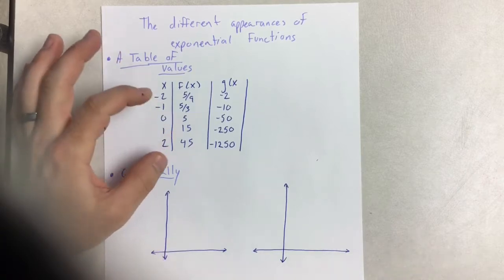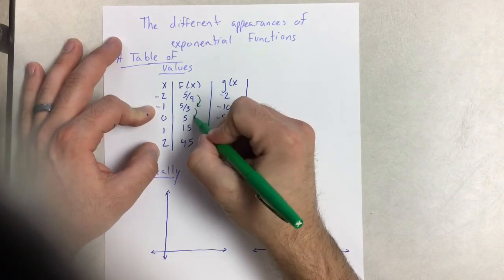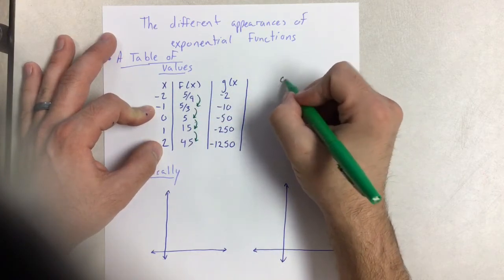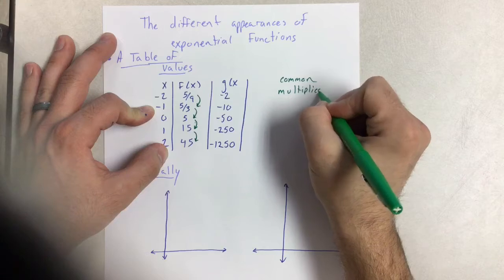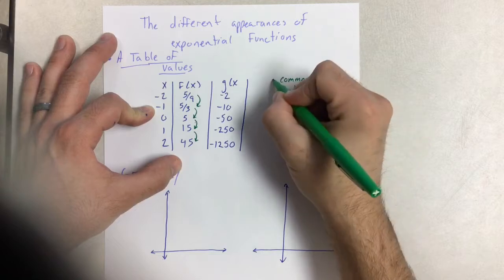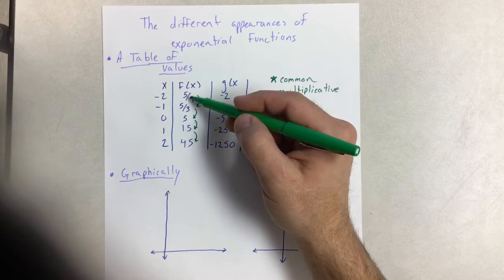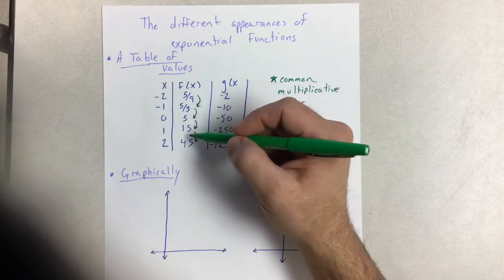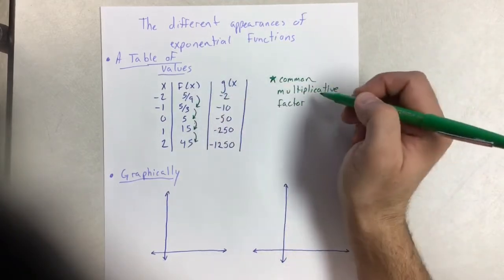So we look at this, and what we're going to notice is that with every x value, there's going to be a common multiplicative factor. So what we're saying here is I can multiply 5/9 by something to get 5/3, multiplied by the same thing, by the same thing, by the same thing each time down. You can kind of relate it to slope in a linear function, but we're multiplying here.